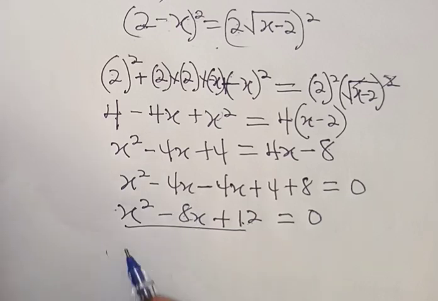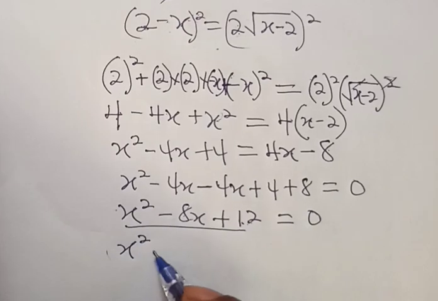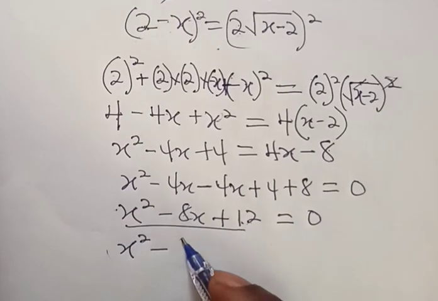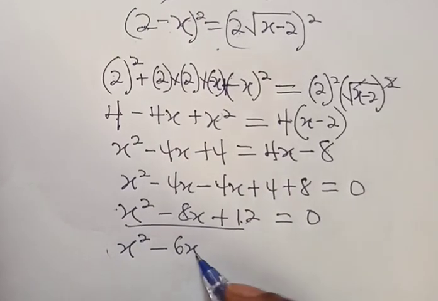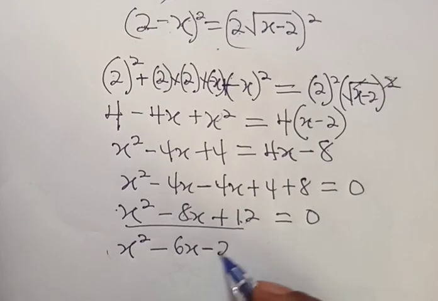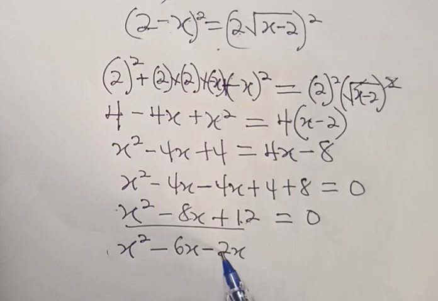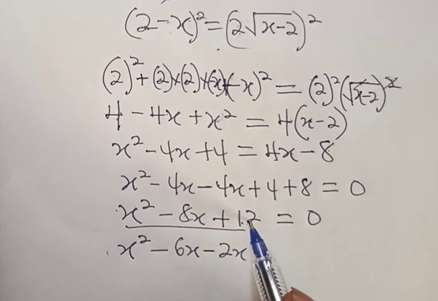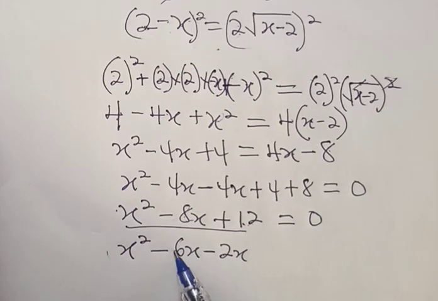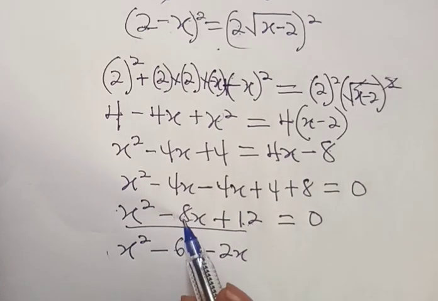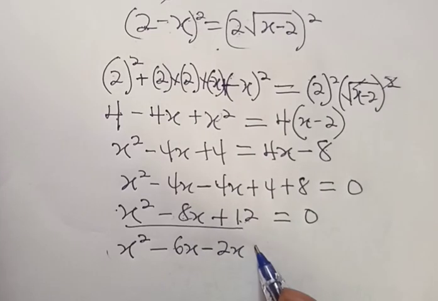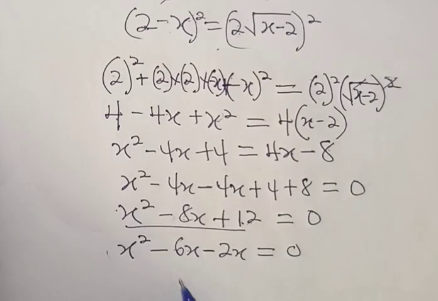Negative 8. So I think we can get what? So x squared minus, so we can use negative 6x and negative what? 2x, because if you multiply negative 6 by negative 2, we are going to get positive 12. If we add negative 6x to negative 2x, we are going to get negative what? 8x. So that means we are right, which is equal to 0.